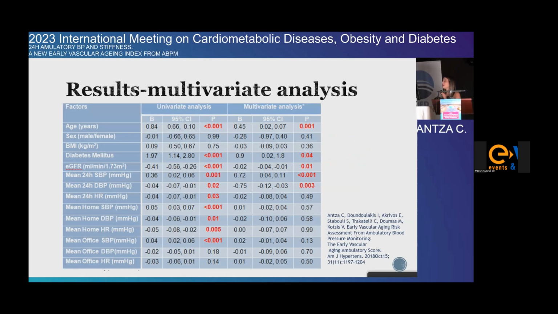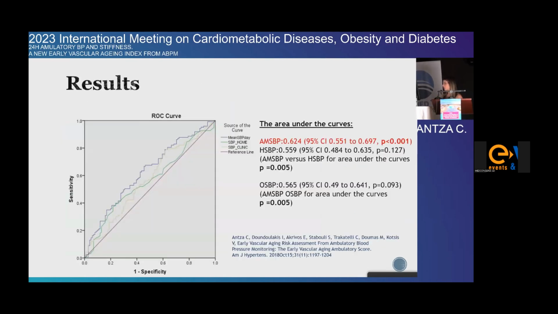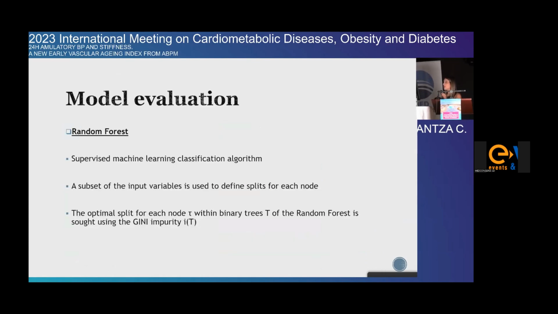In the multivariate analysis, we showed that age, but also eGFR, diabetes mellitus, and systolic and diastolic blood pressure from the 24-hour recordings are very important to determine and define early vascular aging. Taking all this into account, the ROC curve analysis was better for ambulatory systolic blood pressure, almost 0.6 and statistically significant.